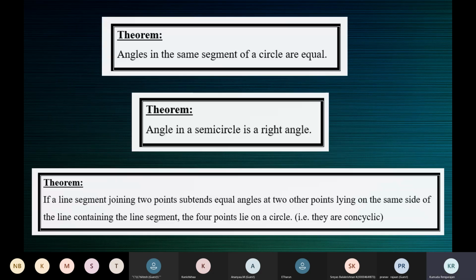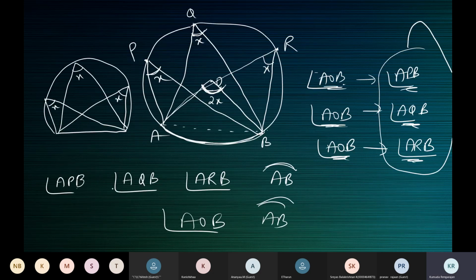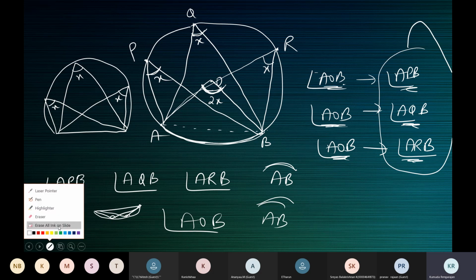So this is angles in the same segment of a circle are equal. If it's a minor segment, supposing I draw like this, there's an angle formed like this here, and like this here. They're in the same segment, so this angle is equal to this angle. There's the minor segment, they're equal because they're in the same segment.